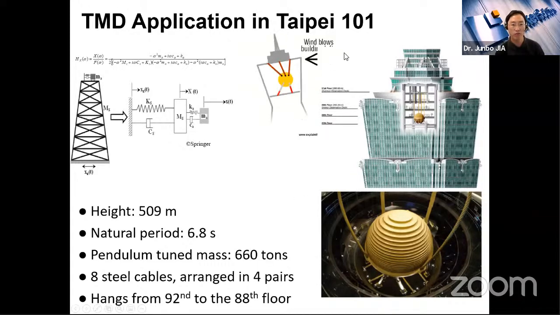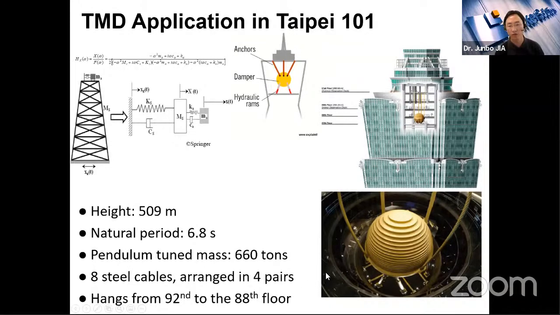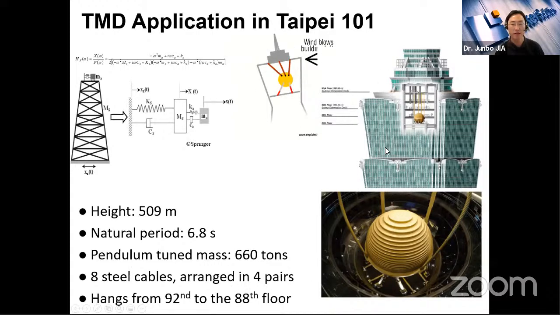This building has 101 stories. So this secondary mass spring system has a period very close to the 6.8 seconds, which is the protected structure's eigenperiod. And then when the wind comes, this secondary system, and even though I call it secondary, you see the mass is quite heavy, it weighs 660 tons, they try to efficiently absorb the energy from the main structure so that the entire structure's response will be reduced dramatically.